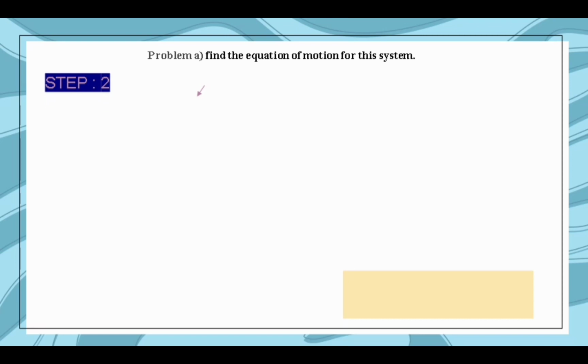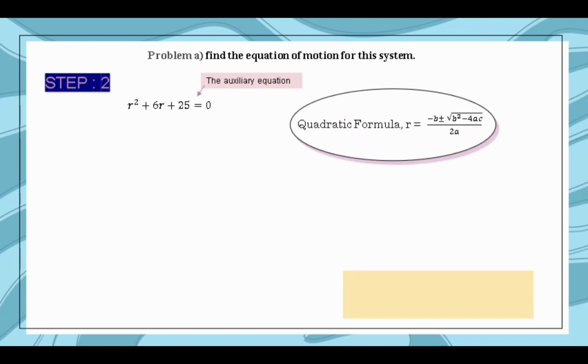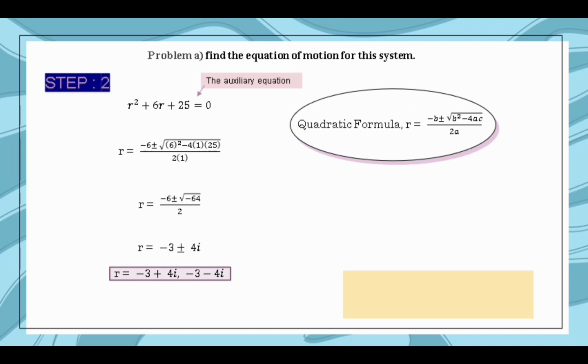To solve it, all you have to do is write the auxiliary equation, r² + 6r + 25 = 0. Once you have the auxiliary equation, we can solve it by using the quadratic formula, which is negative b plus or minus the square root of b² minus 4ac over 2a. So we'll just plug the information into the formula and we will get the complex conjugate roots of negative 3 plus 4i and negative 3 minus 4i.